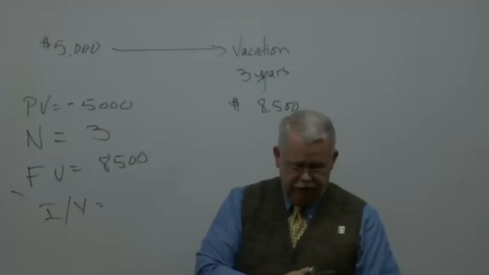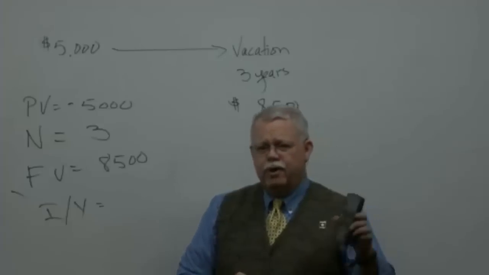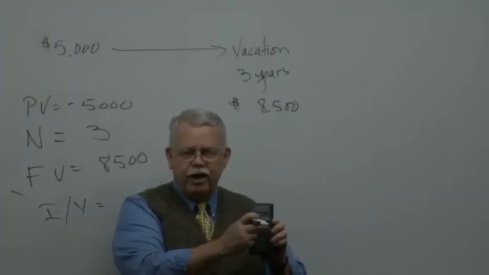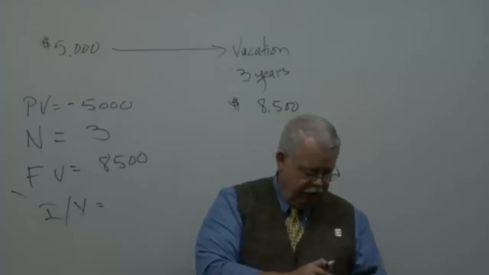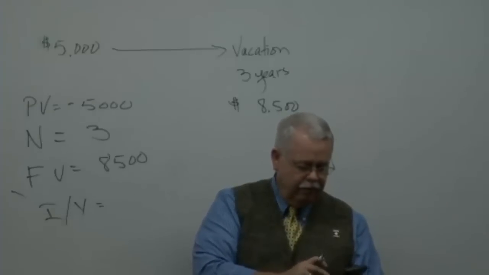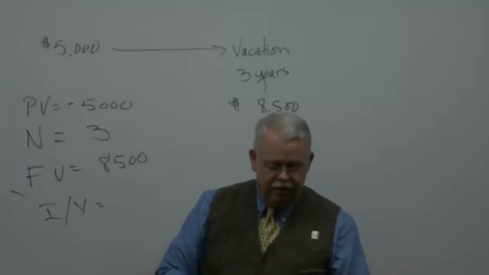I'll see if I can drive this thing. What's the first thing you do before you begin a calculation? Clear. Second, clear TVM. Second FV. Make sure the registers are empty. 5,000 negative, present value. 8,500 future. 3 N. Compute IY.